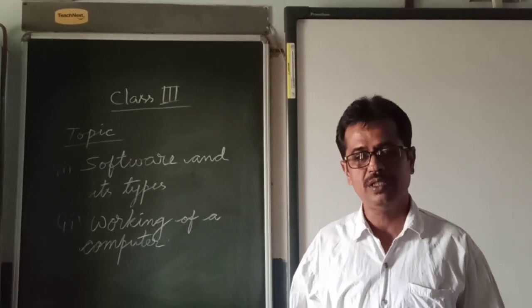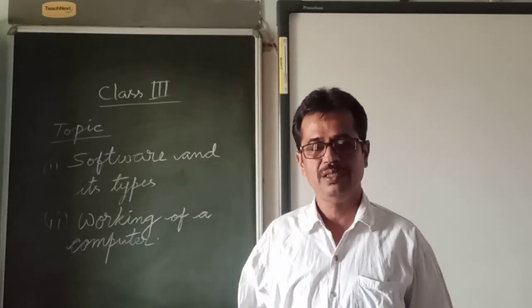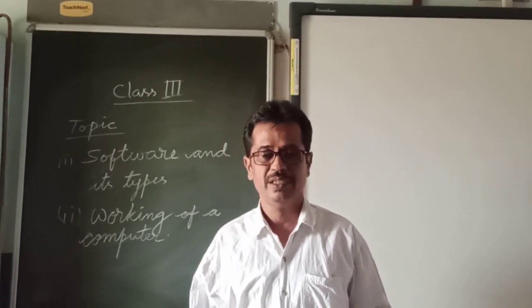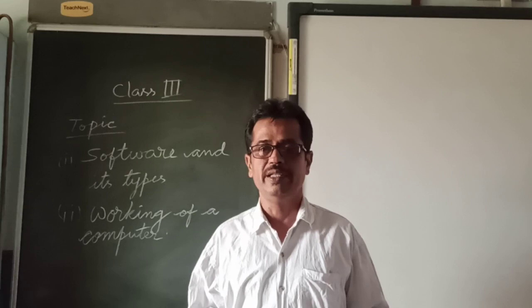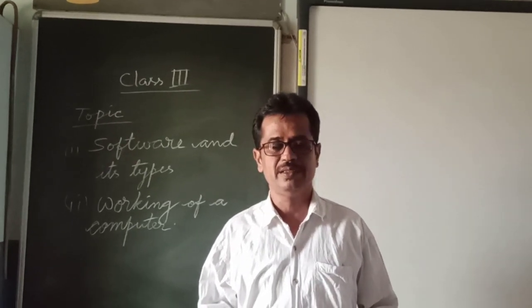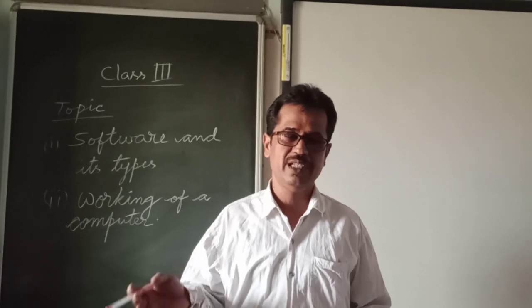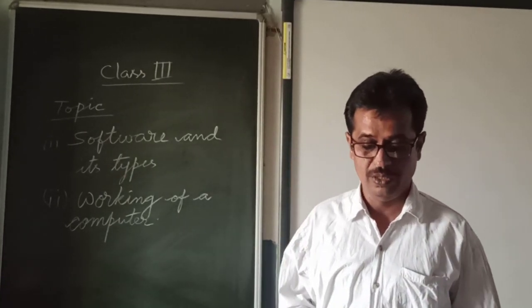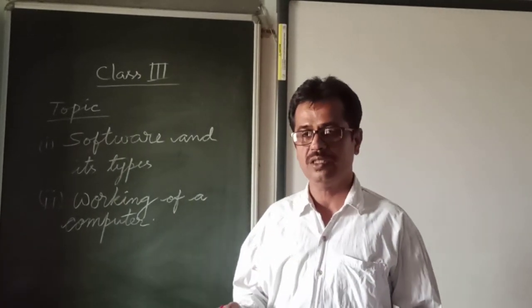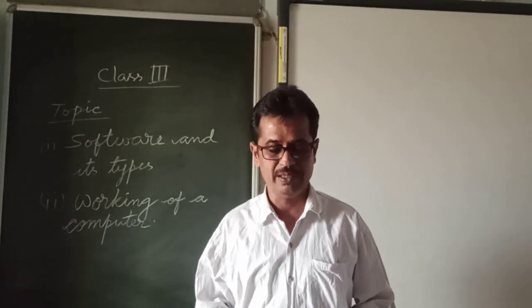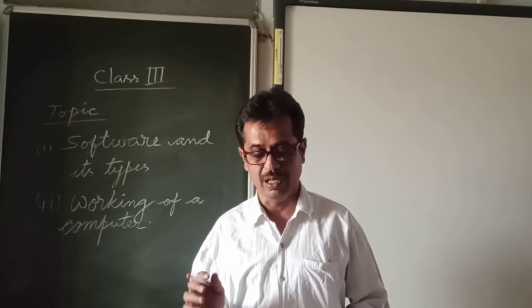So computer works in three basic steps. If you can remember, it was there in class 2 also, 3 also, that computer works in three basic steps. That is, first one is input, second is process, and third one is output. So how does a computer work? Computer works with three basic steps, that is input, process and output.